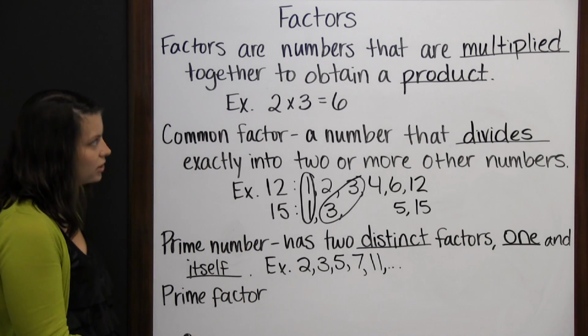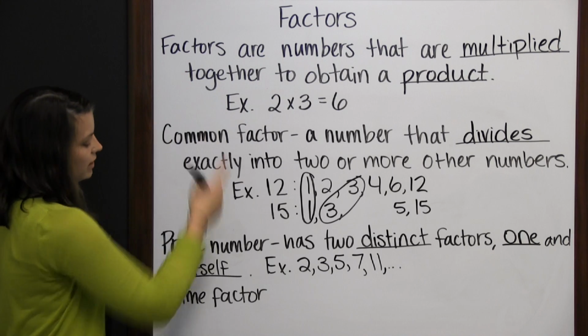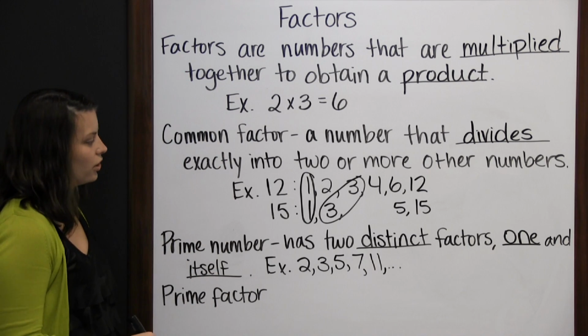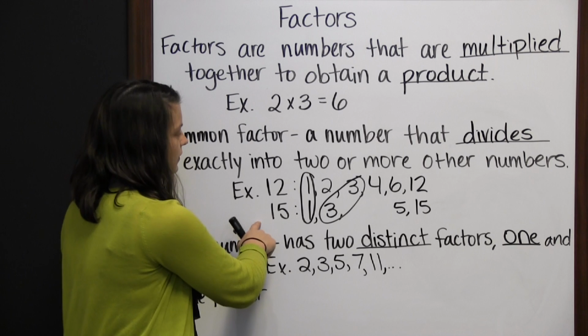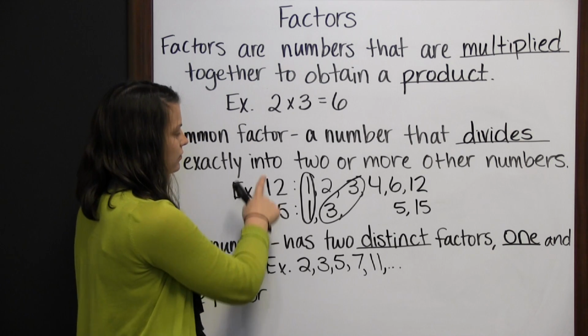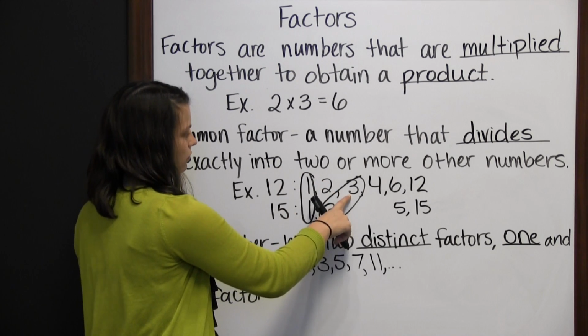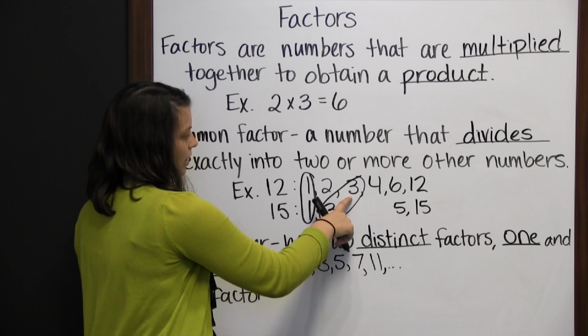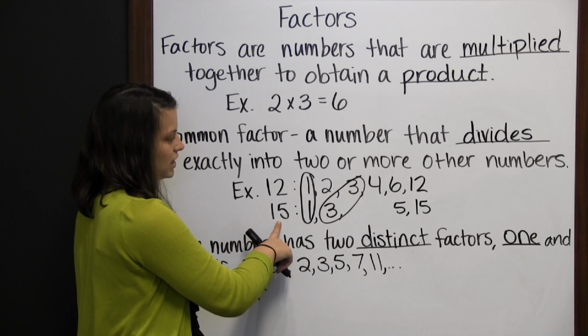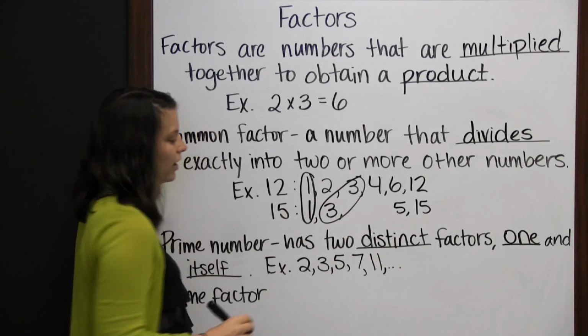A prime factor is a factor that's prime. So in our example above, in 12 and 15, the prime factors of 12 would be 2 and 3, and the prime factors of 15 would be 3 and 5.